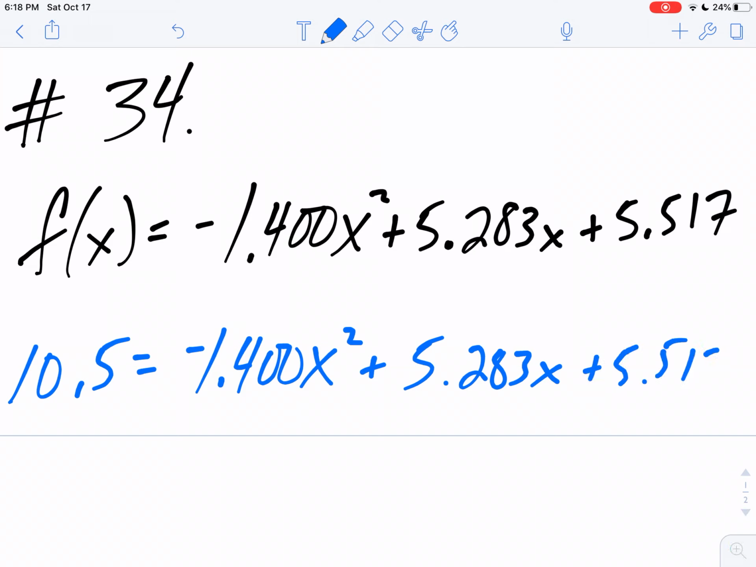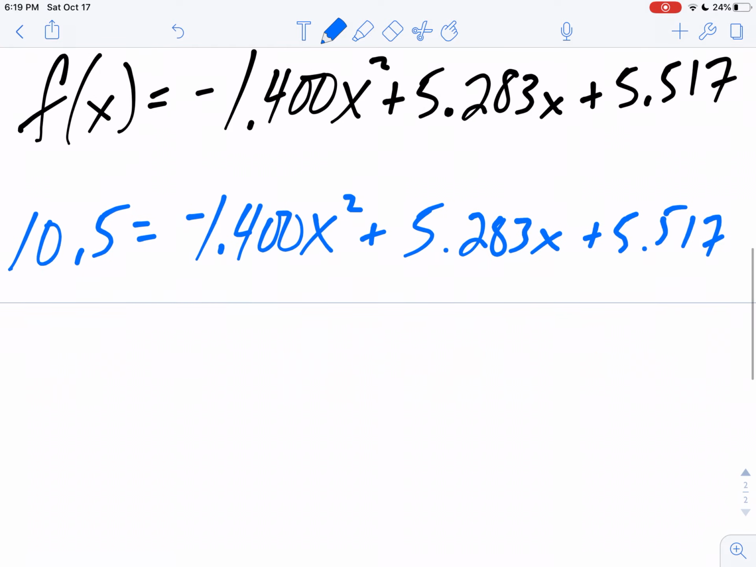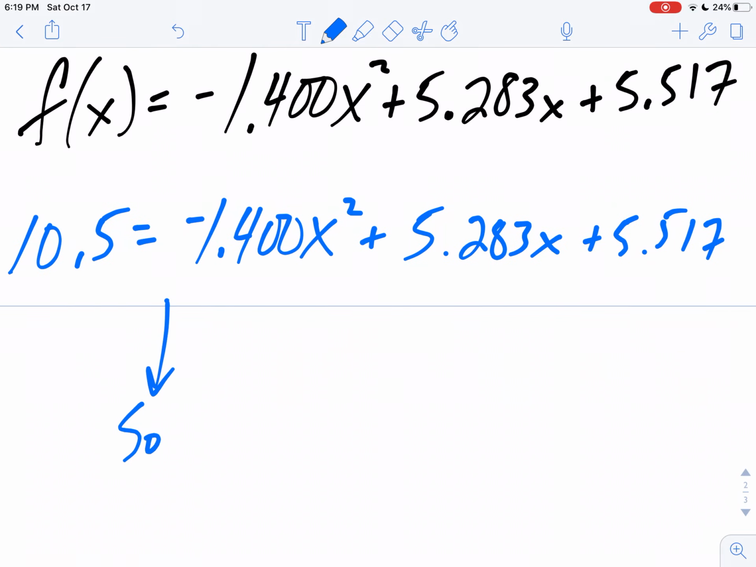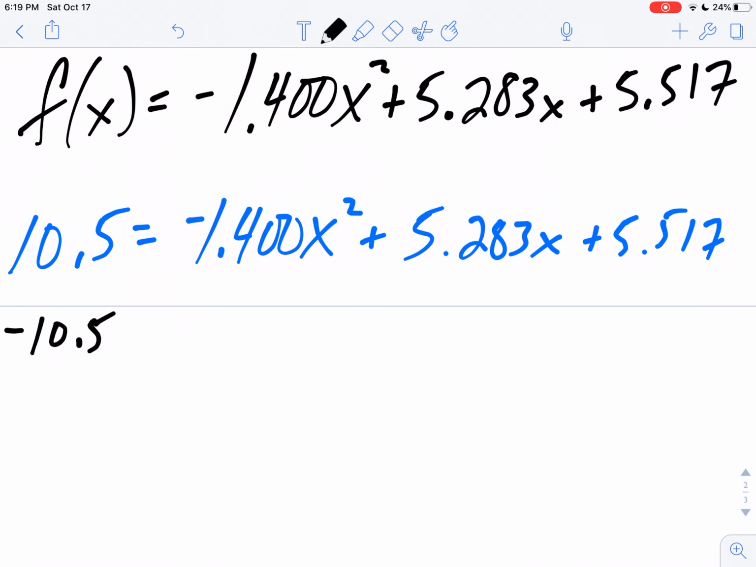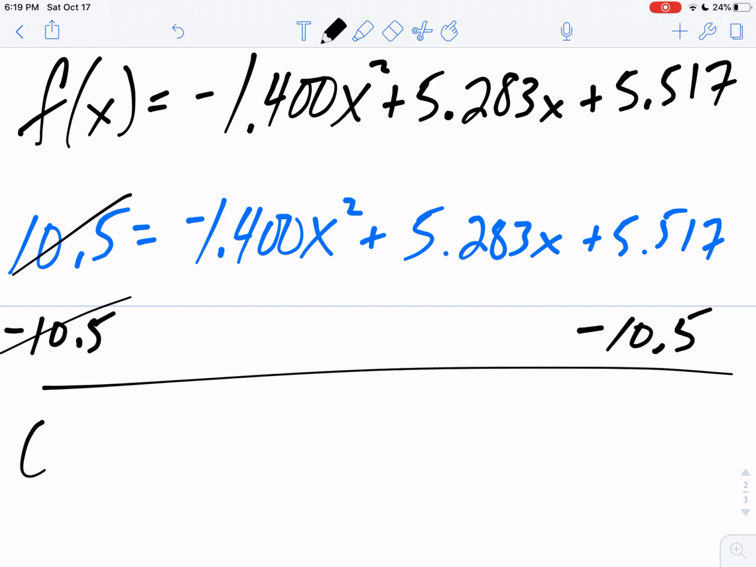So I know your word problem is going to be different, but essentially what you have to do for this problem, number 34, is set the function equal to that value that they give you, and then just solve. So this becomes just an equation to solve, okay? Now, it's a messy equation. It's going to be a mess. It's going to be a little bit time consuming, but the first step is to get it into standard form, which means to get it equal to 0.